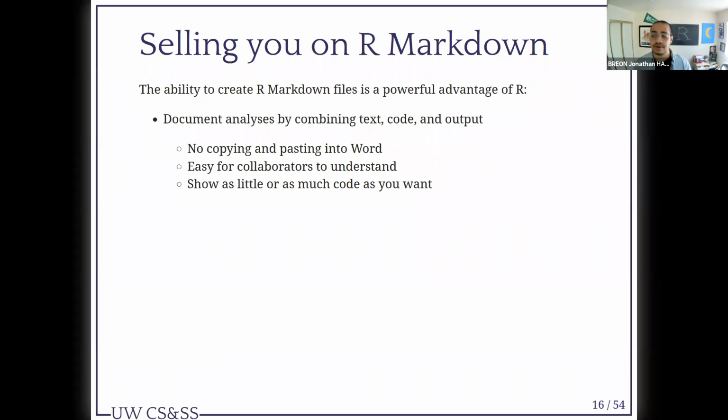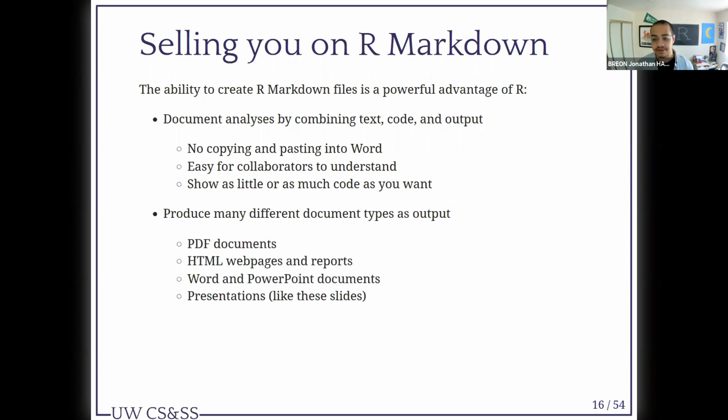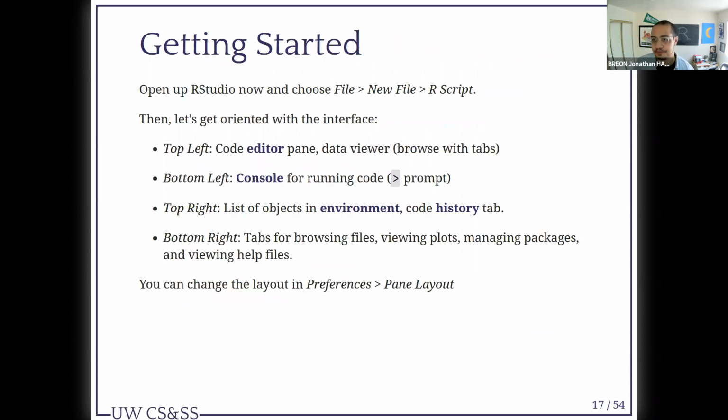And you can show as little or as much code as you want. It's able to produce many different document types as output: PDF documents, HTML web pages and reports, Word and PowerPoint documents, and presentations like the slides which I'm showing right now. It also works with LaTeX and HTML for math and more formatting control. So R Markdown is a function within R that allows us to produce reports. We'll get back to that shortly.